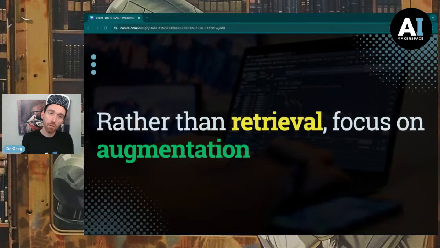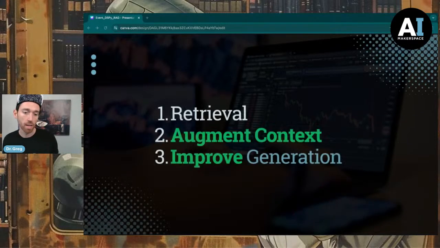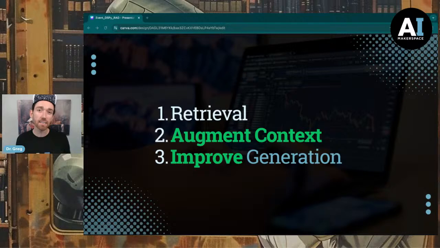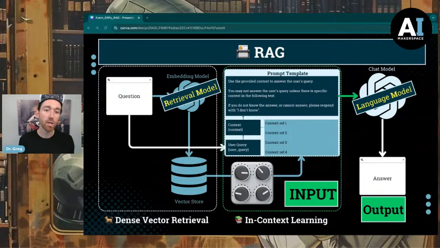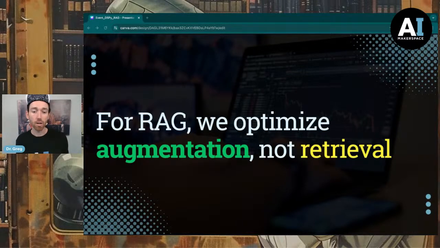So with DSPy, what we want to think about is, rather than focusing on retrieval, as we often do in RAGAS, we want to focus on augmentation. We want to focus on augmenting the context to improve generation. This is the key here. What are we talking about? We're talking about focusing on this now being the input, this now being the thing that we're changing, this now being the place where we're adding one shot, two shot, few shot. We're effectively doing fine-tuning. We're not really focused on optimizing retrieval. We're focused on optimizing augmentation.